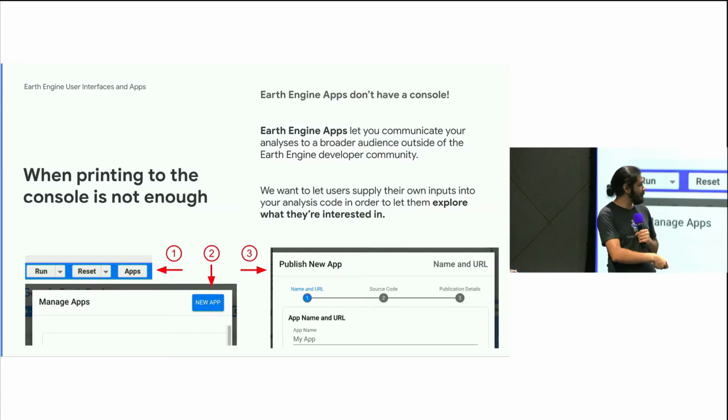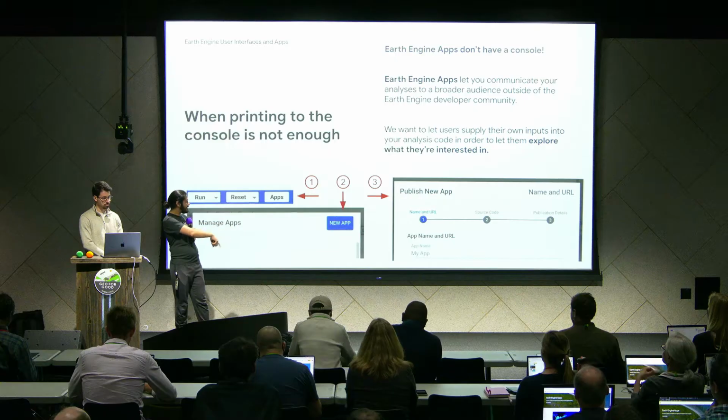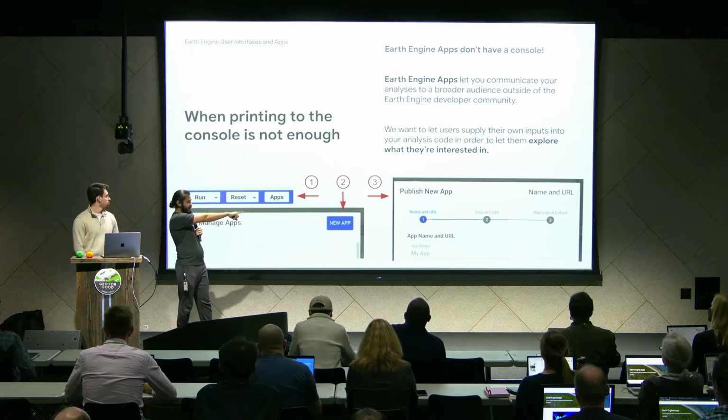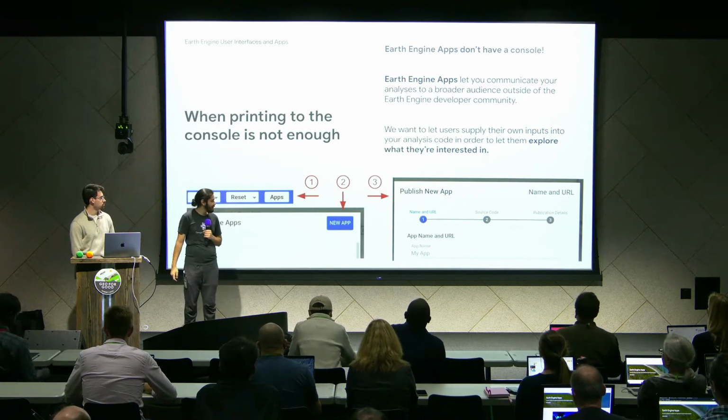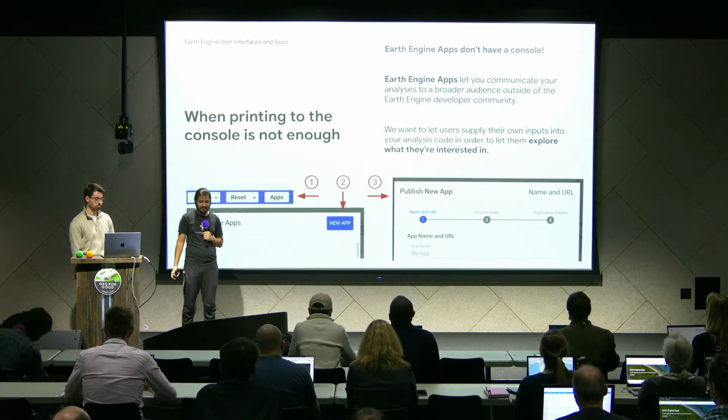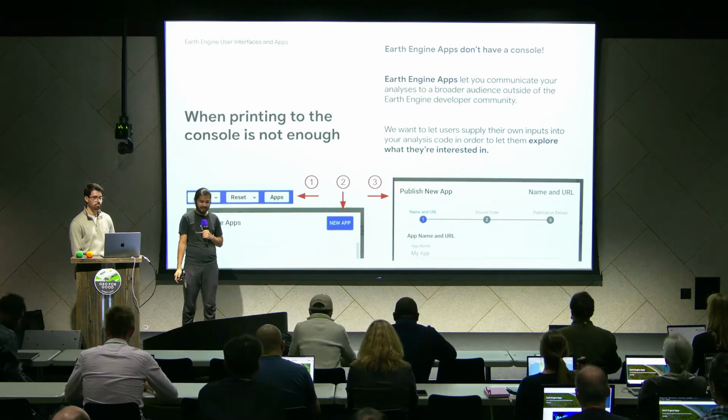I just have a three-step guide to publishing an app. Press the apps button. Press new app. You just go through the three dialogue flow and publish. And you can also supply a bunch of other stuff there too. So feel free to explore the documentation on that.